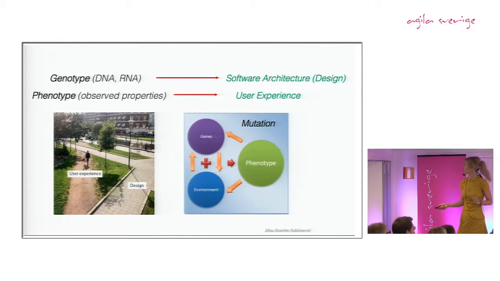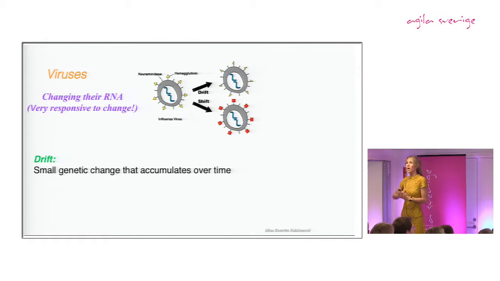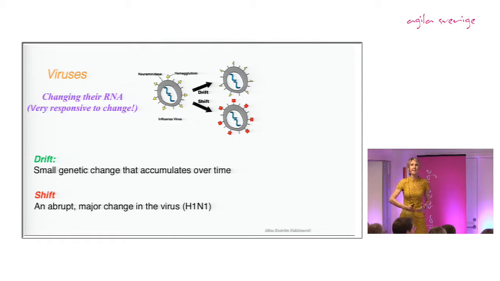It's called mutation. Viruses are very good at mutation. They're changing their RNA all the time. They're very responsive to changes. There are two major mutations that they do. One is drift. It's a small genetic change which accumulates and propagates over time. And shift: it's an abrupt, major change when they change completely all proteins.